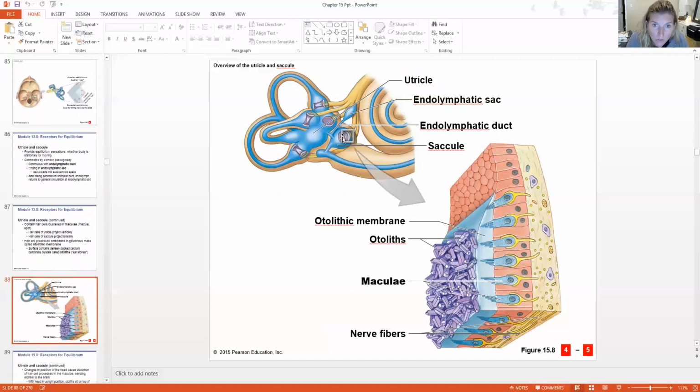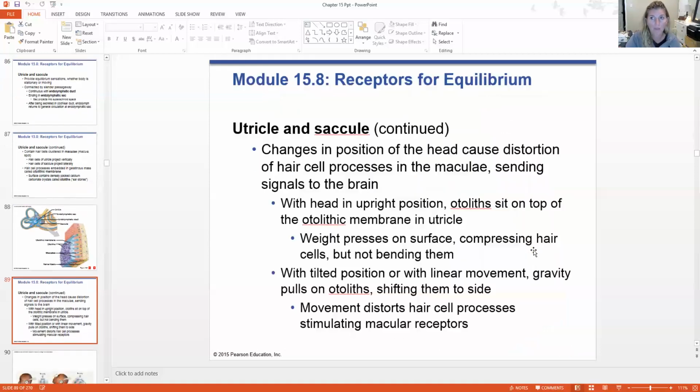In our saccule and utricle, these little swellings right here, this little bubble and this little bubble, we have our supporting cells, our hair cells, which in this case we're calling maculae. The maculae have that cilia on them, projecting into the otolithic membrane. It's a very thick, jelly-like material. On top of that otolithic membrane are otoliths. They're little crystals. All of these maculae are connected to a neuron, a sensory nerve fiber, and that is going to carry the information to the vestibulocochlear nerve.